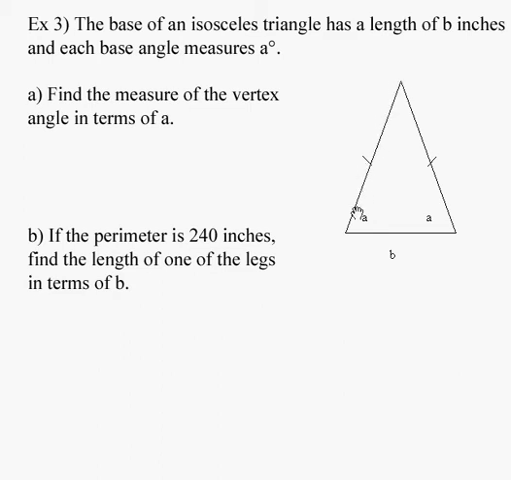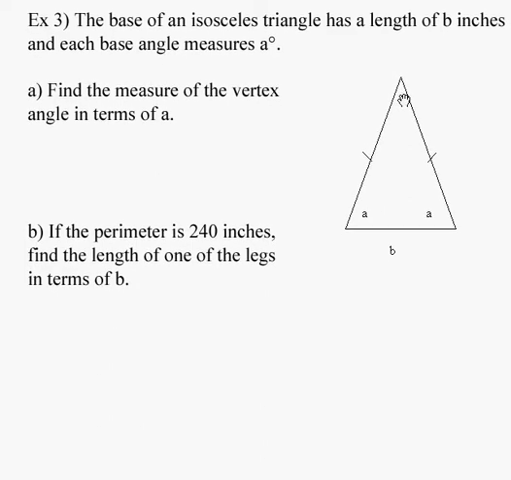So let's see, isosceles triangle, remember, means that two sides are congruent, meaning the same length. And remember that the angles opposite those two sides are also congruent. And here's my base side b. Now let's try to find out what they want us to represent. Let's find the measure of the vertex angle, that would be this angle at the top, in terms of a. Well, this angle is a degrees, that angle is a degrees. We want to find this one.